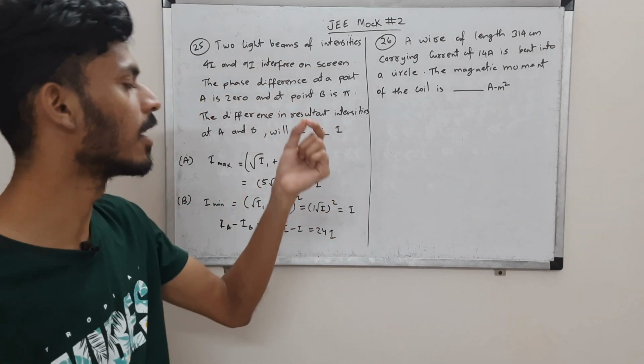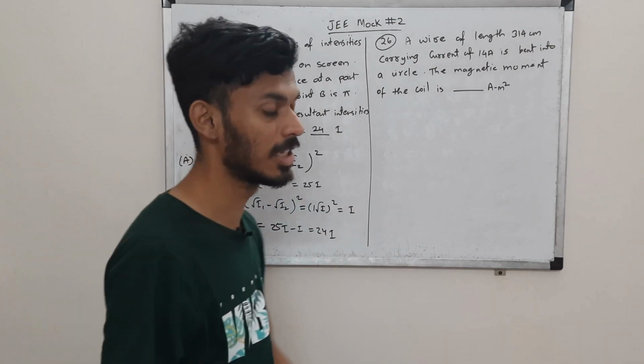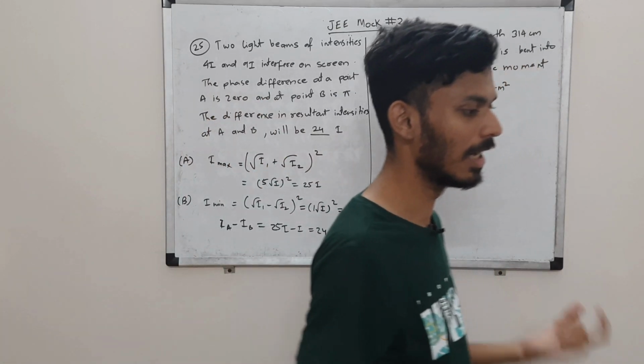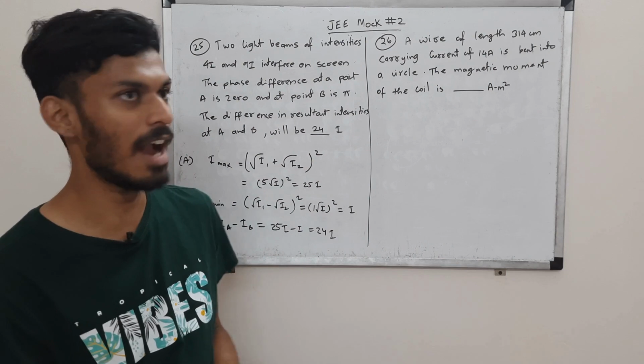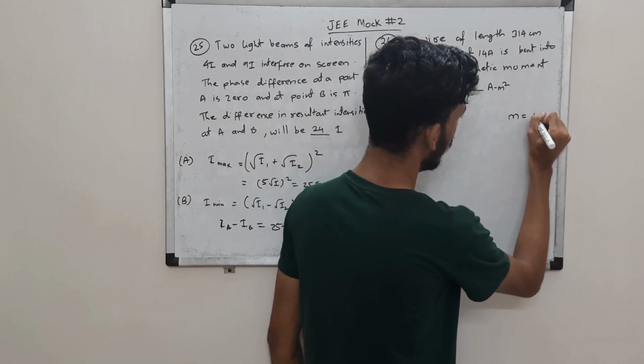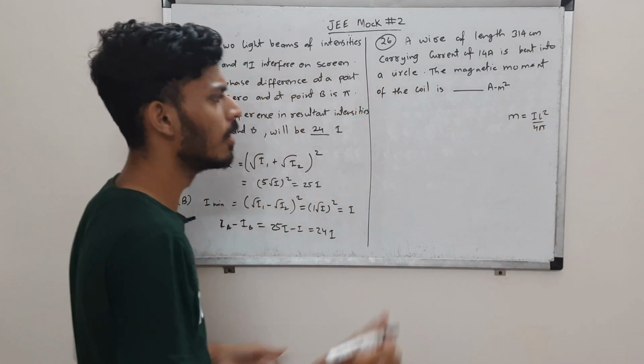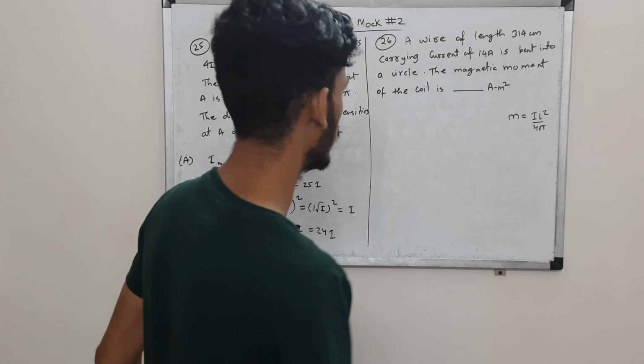Okay, it is carrying a current of 14 amperes. You are supposed to tell what is the magnetic moment. Actually, in the previous mock test, we did this question in a general way, and we found the formula that the magnetic moment is simply I L square by 4 pi. You can use this formula, but you will do it by the general method.